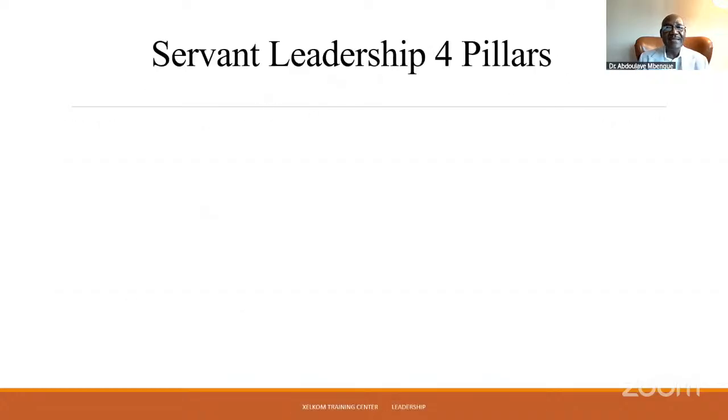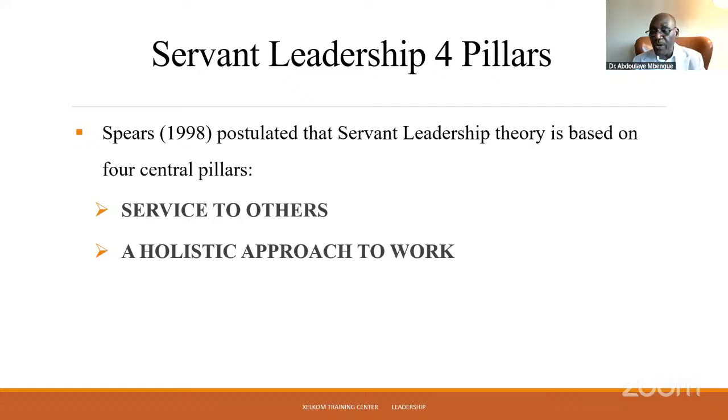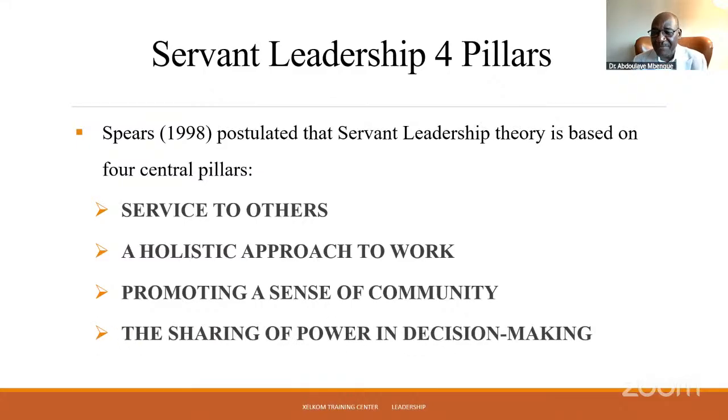And I'll just quickly tell you the four pillars of servant leadership, which were combined based on Greenleaf's writing by Spitzer in 1998. He said the first pillar is service to others, a holistic approach to work, meaning that when you design work, you shouldn't just make people be like input to the process, but people should enjoy the work. We exist for the work, but the work also exists for us. You must make work enjoyable. Promote a sense of community, but most importantly, the sharing of power in decision making. This is what servant leaders do. They don't care about the power. They distribute it. They want to empower everybody.